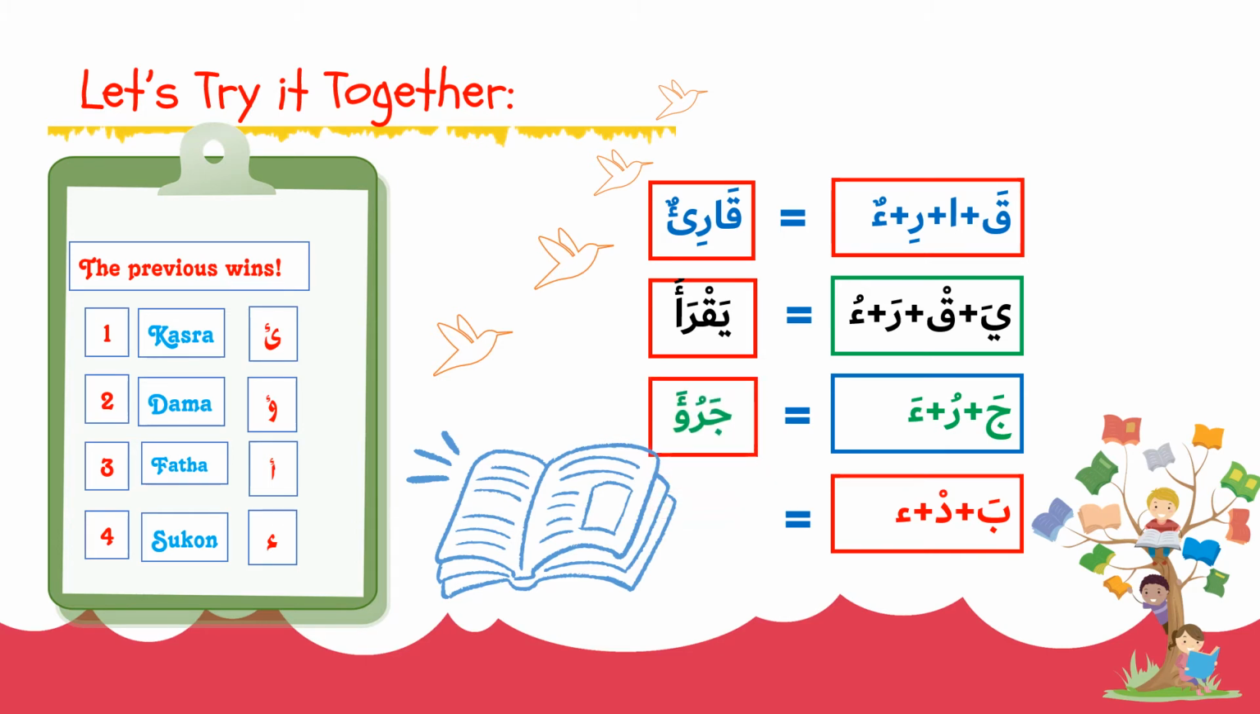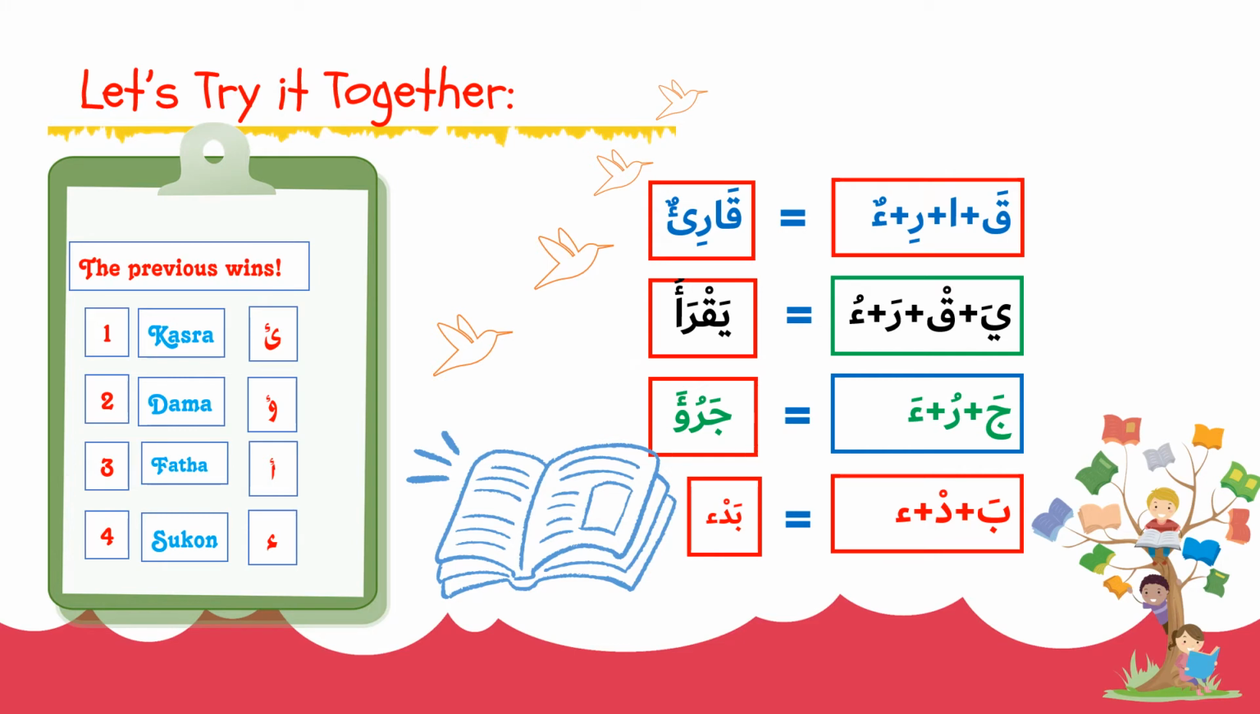This is the way we write alif, we write Hamza. Okay, and then we have dhamma here before Hamza. That's how we write Hamza. And in the last example we have sukoon, so we write Hamza on the line like that. Yeah, that's easy and simple.